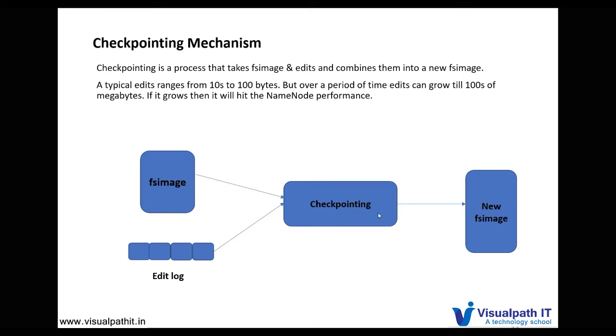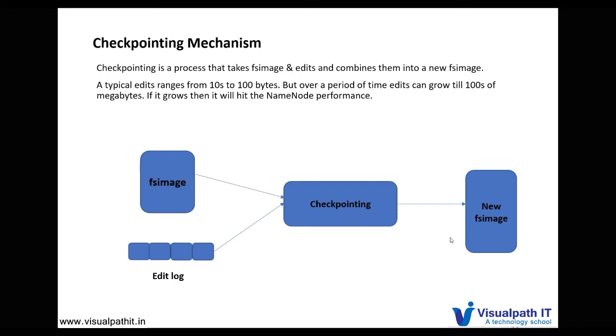And once checkpointing is done, the edit logs will be 0, starting from 0. So this is record 1, 2, 3, 4. After checkpointing happened, again it is starting from 0, 1, 2, 3, and so on, something like 100, 200 transactions. That is called edit logs, right?